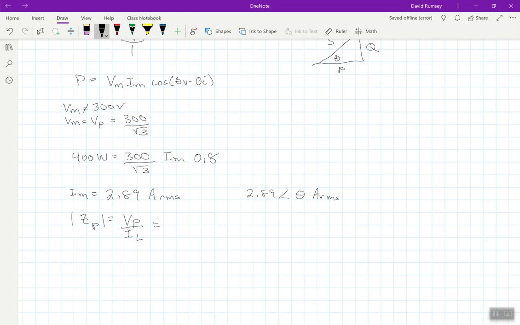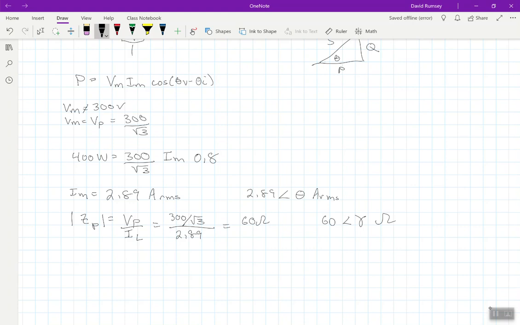Well, that's just voltage divided by current. And so we'd have 300 divided by the square root of 3 divided by my current, which is 2.89 amps, and you get 60 ohms. Now again, technically what that would be, it would be 60 at an angle of some maybe gamma ohms. But again, we don't have that phase angle. But that's it. That's all this problem is asking for. So it's actually a really short problem.